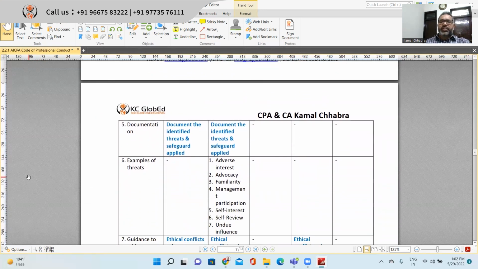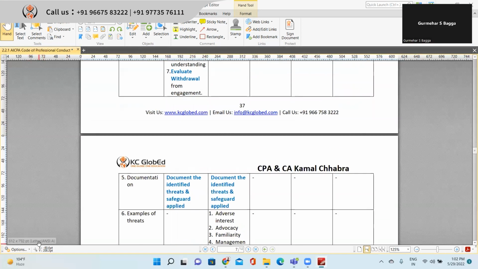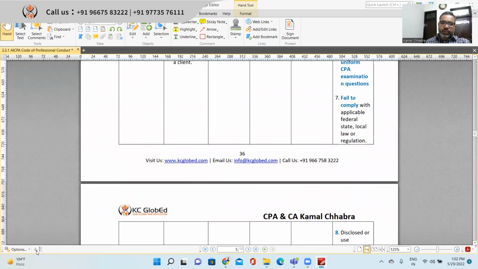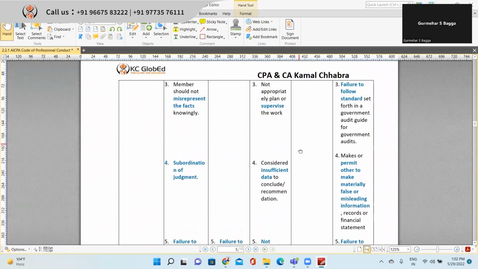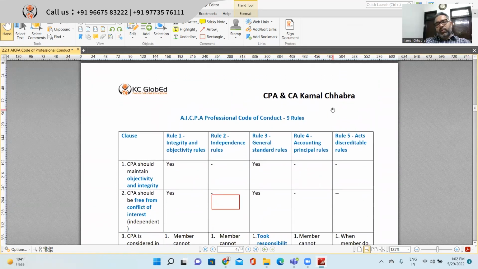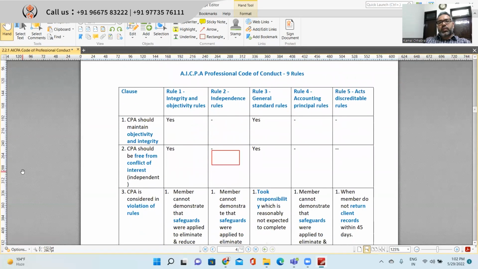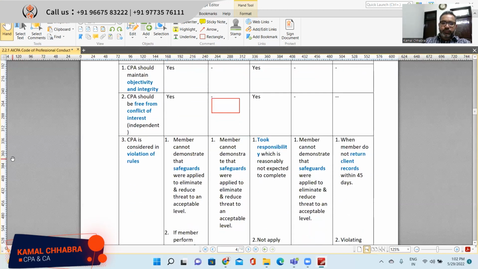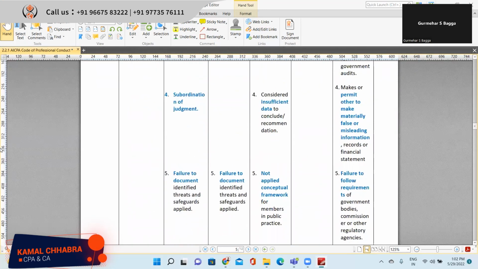Next is documentation. So, sir, these threats are just under the first head, that is integrity? Okay. Yes. So we don't have anything under other rules? Yes, other rules. So this is all about the integrity and objectivity rules. They are not applicable in the independence rule, general rules, accounting principles, or disclosure act. Okay. So these all come under this one, right?